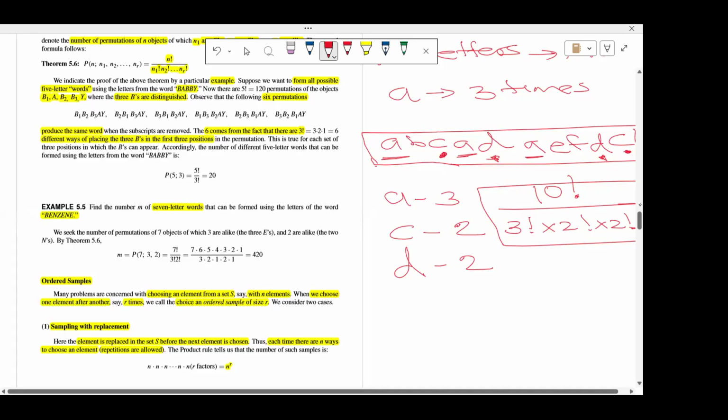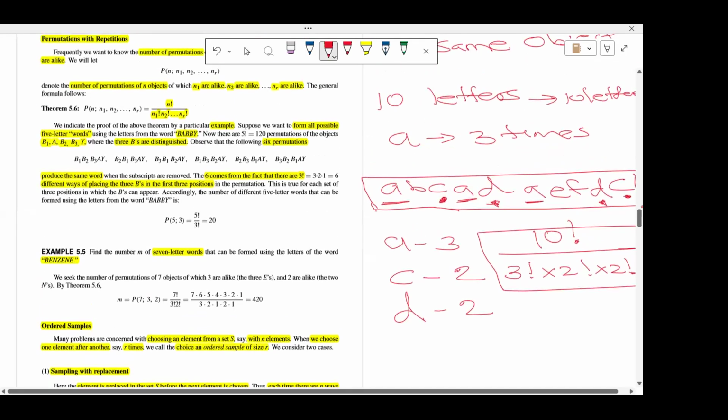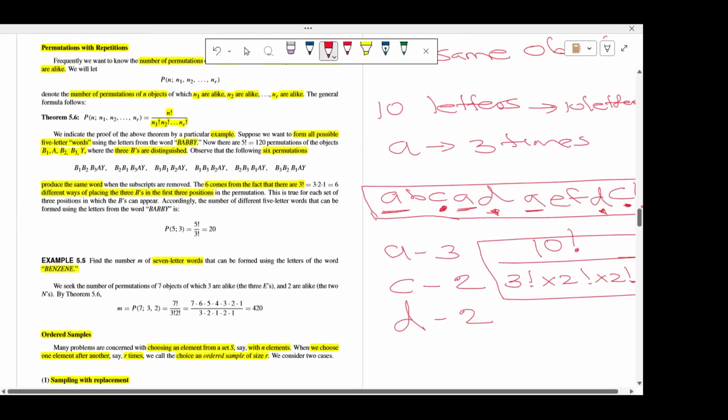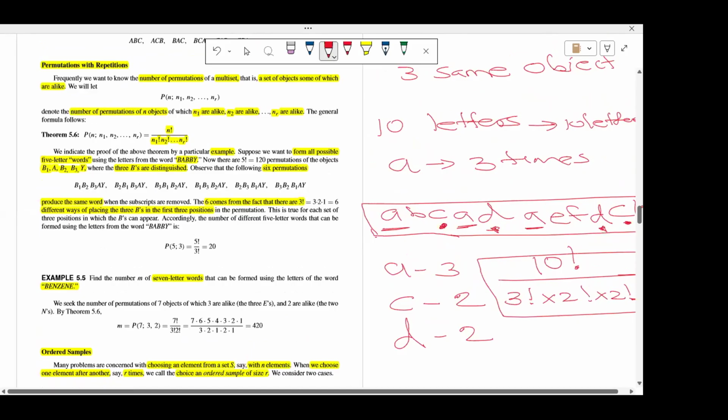Any questions or any doubts? Please let me know. This is the third type of permutation. Did you understand or not? Please someone respond. Otherwise, I take it that you all understand.